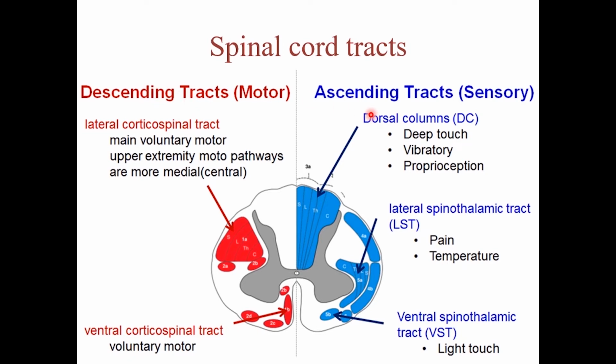Some of the most important ascending tracts are the dorsal column, the lateral spinothalamic tract, and the ventral spinothalamic tract. And some of the most important descending tracts are the lateral corticospinal and the ventral corticospinal tract.